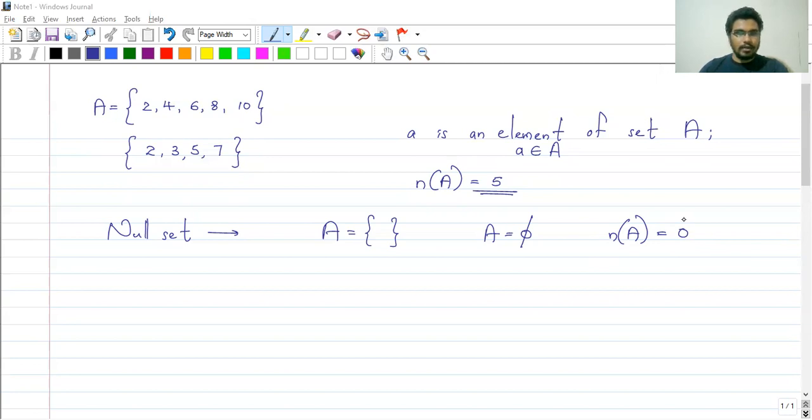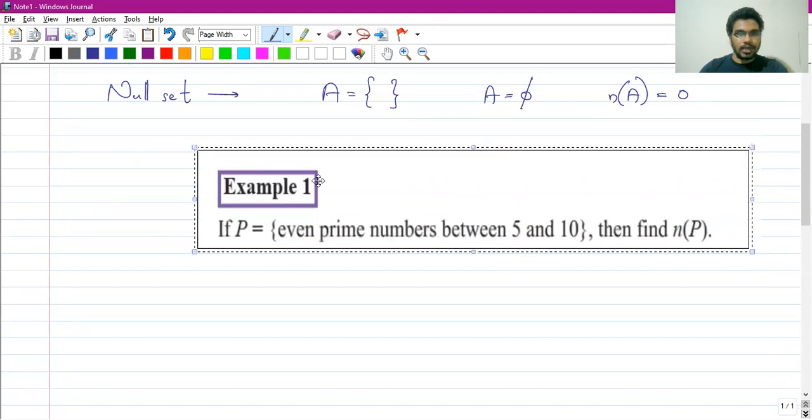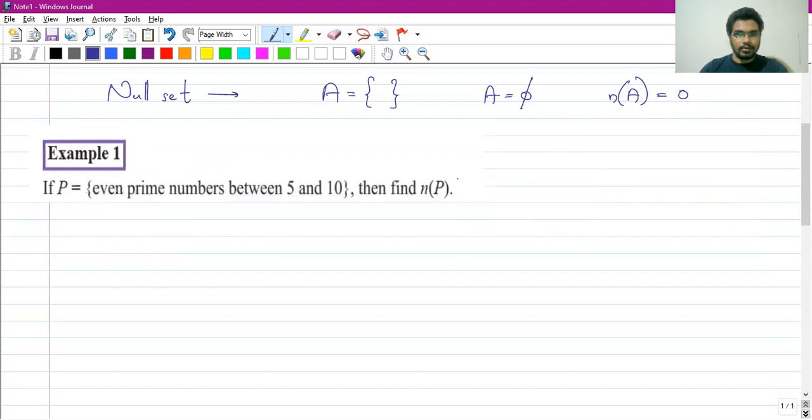So shall we move to a small example? I think you will get a proper idea when we do this example. If you need to write anything, any note, you can write it. Okay. So example number 1.